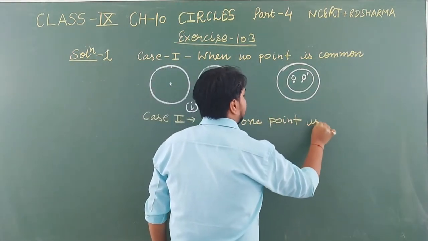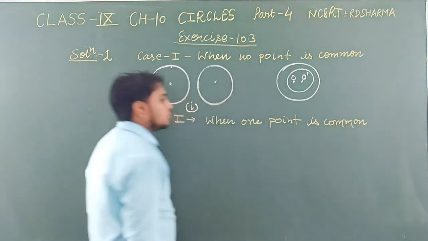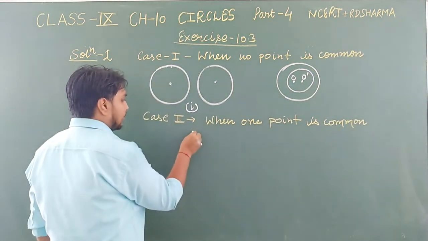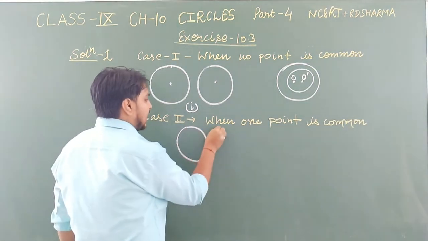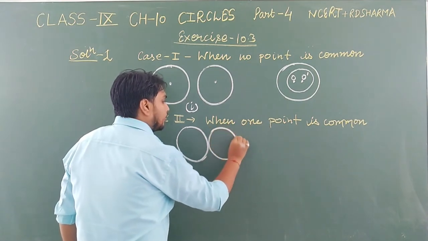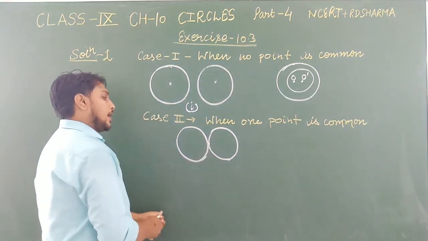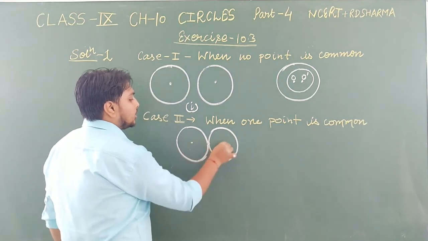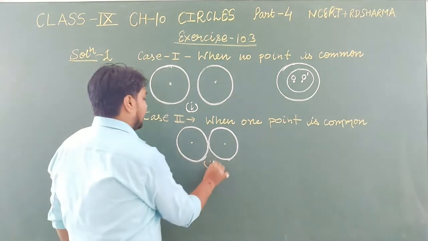When one point is common. So students, if one point is common, then the figure will be like, suppose this is a circle, okay, and one more circle is there which is just touching this circle at one point. Okay, so at one point this circle and this circle touch each other. So this is the possible case, the first figure of case second.